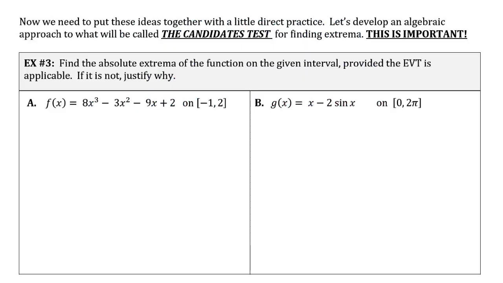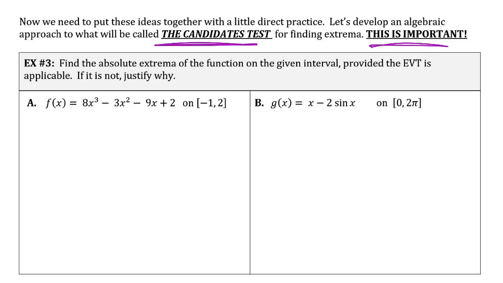Now we're going to look at the algebraic side of what we just did on the graphs. So notice this is very important. We have what's called the candidates test. This is tested on the AP exam in several different places, so please follow what we're doing very carefully here. Now, for the first part, we need to find the absolute extrema of the function, and provide the EVT if the EVT is applicable, and if not, we need to justify why.